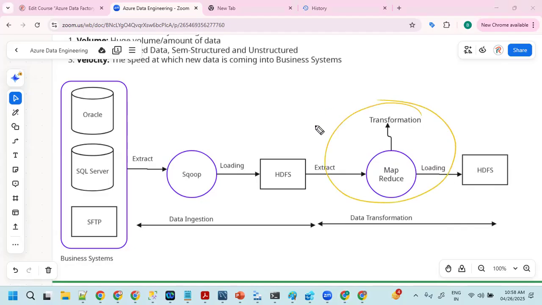If you go with this, you have to write hundreds of lines of code, too many lines of code, and it's very, very difficult to do. Moreover, you need to know Java. So that is one problem. Another problem is you need to write too many lines of code. There are many other problems, but I don't want to talk about them at this point. We'll talk about them at the time of Spark architecture. But this is how we usually used to process the data.